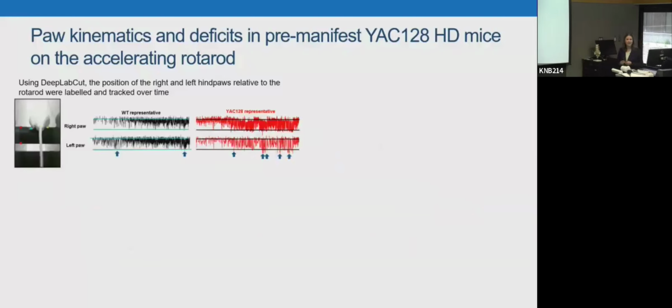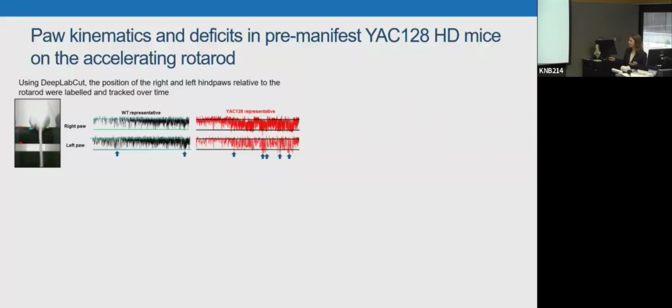And then the last thing that I looked at with the rotarod task is something that I called foot slips. So what I did is, using the DeepLabCut tracking, every time the mouse's paw dipped below the rotarod, I counted that as a paw slip, where they're almost falling off, but then saving themselves and staying on the rotarod. And I looked at the difference between this in wild type mice compared to YAC128 mice. Overall, in this example, you can see that this YAC128 mouse is having more of those paw slip events than the wild type mouse.